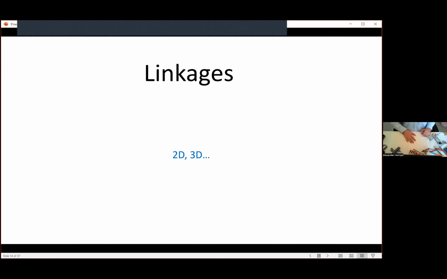All right, so let me now move on to something a bit more sophisticated in a way. Let's talk about linkages, things that actually move. And again, let me share my table. So yeah, again, it's just super easy to experiment with things.